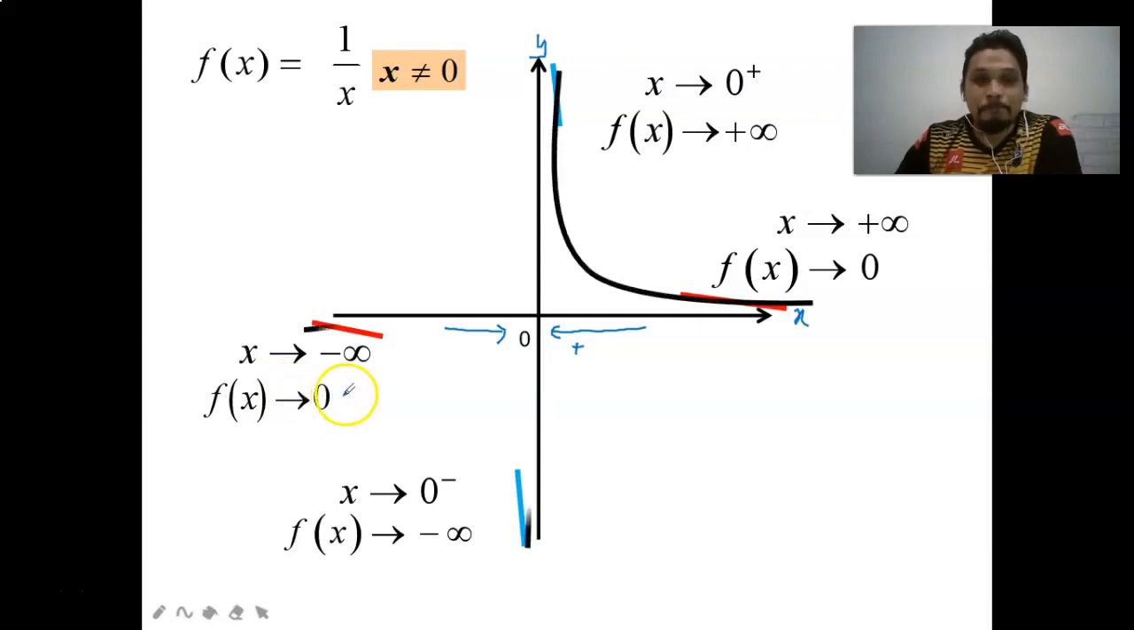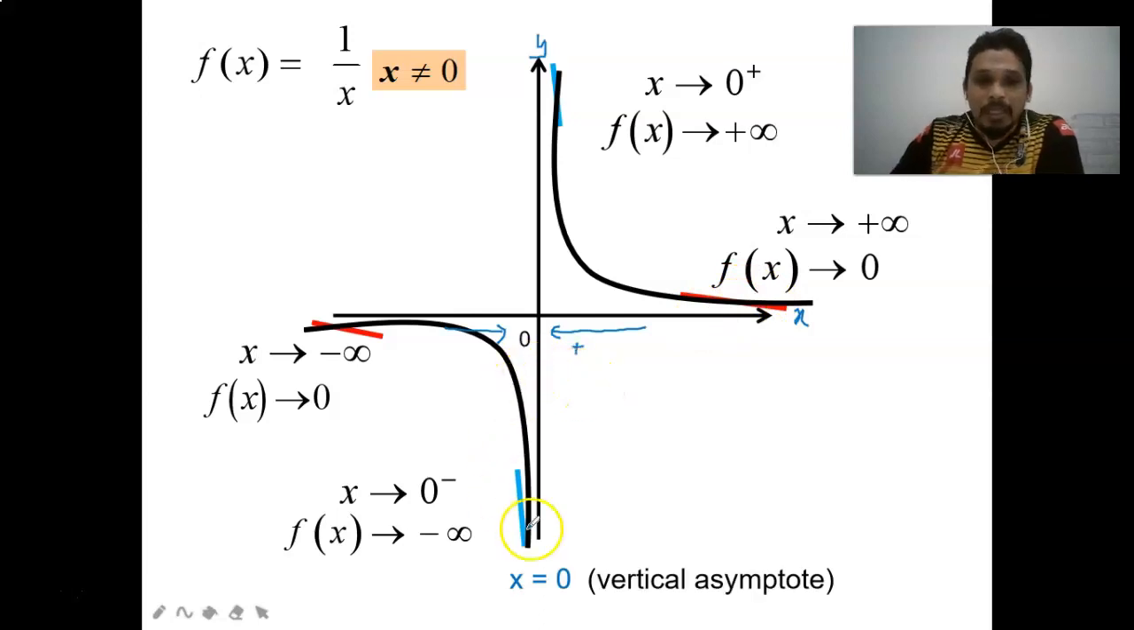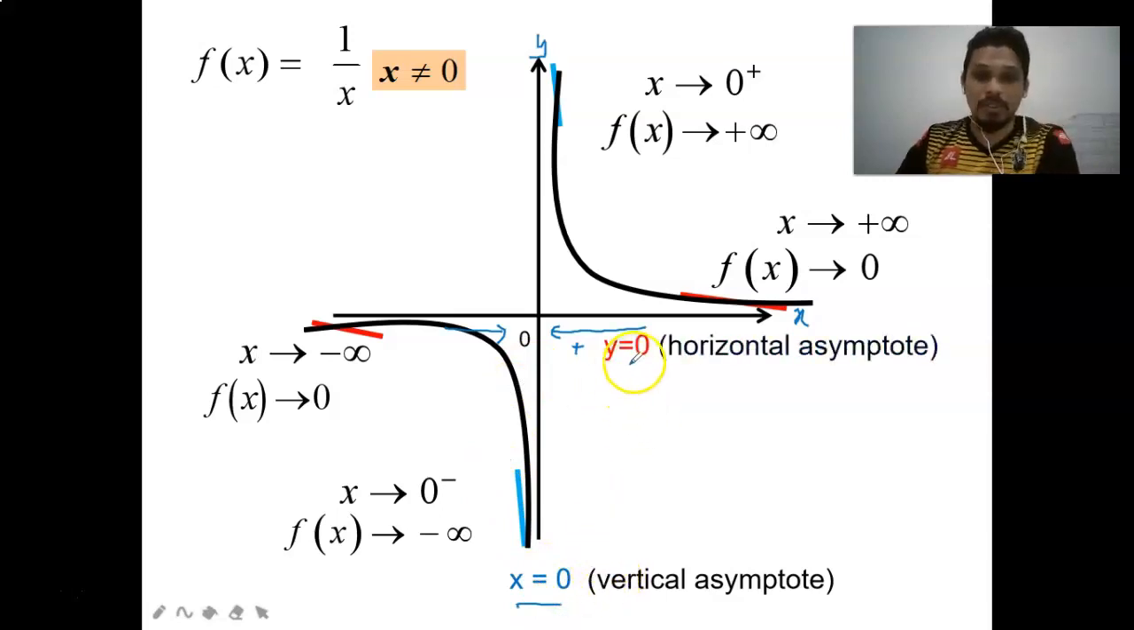So that's it. So this is the graph of f(x) equal to 1 over x. That's what we call a reciprocal graph, with a curve on the left side and also the other side, one above and one below. Okay, so this is the graph of y equal to 1 over x. So x equal to 0 is the vertical asymptote, and y equal to 0 is the horizontal asymptote.